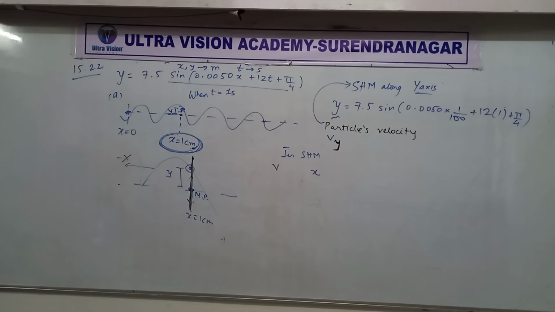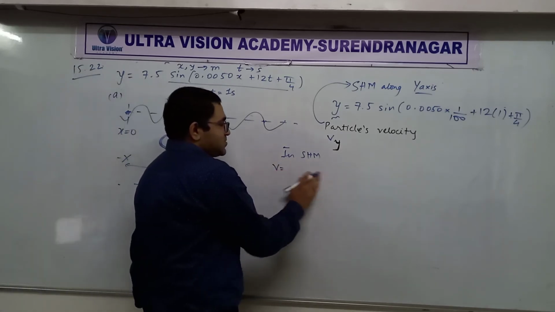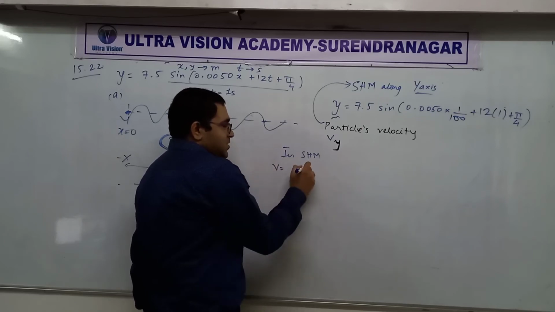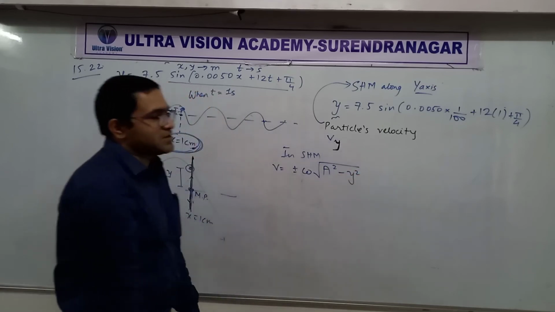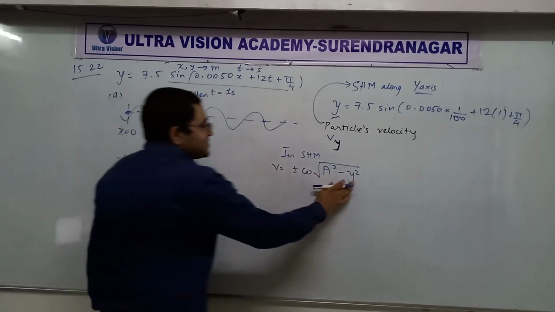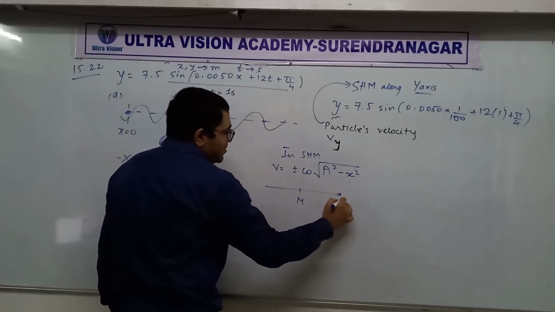No, slightly wrong. Not correct. Little bit of mistake. Your answer is right. You forgot the square root. Okay, this is it. I'm sure you all will be able to remember. Plus or minus omega under root a square minus x square. Clear or not clear? Sorry, x square.